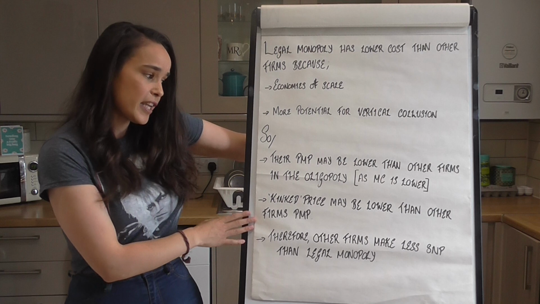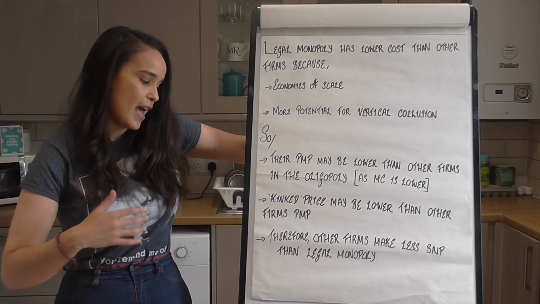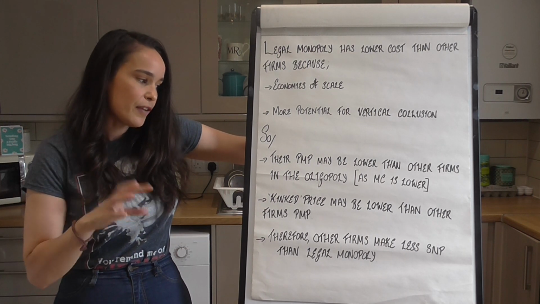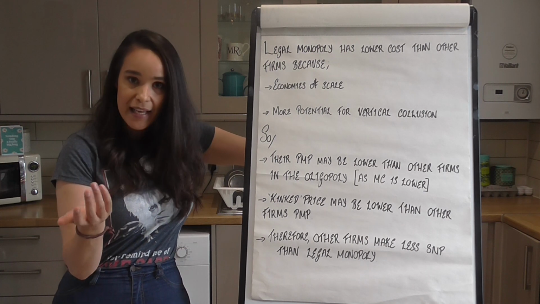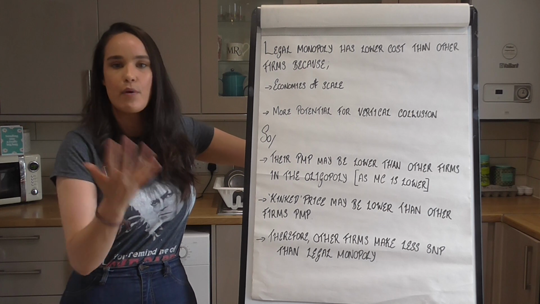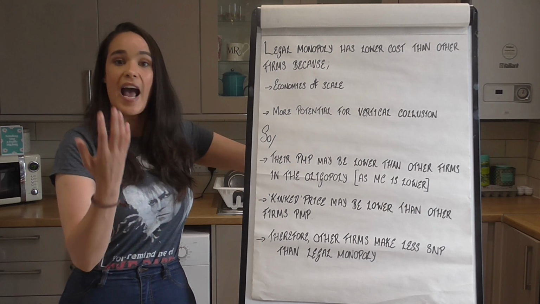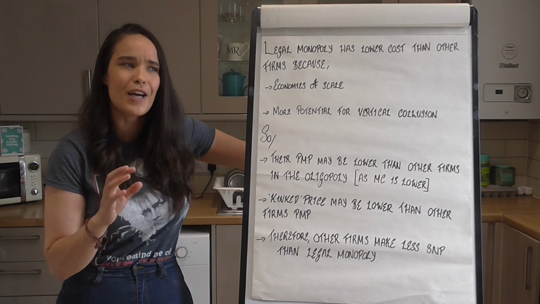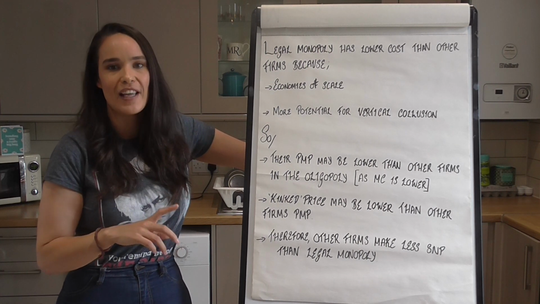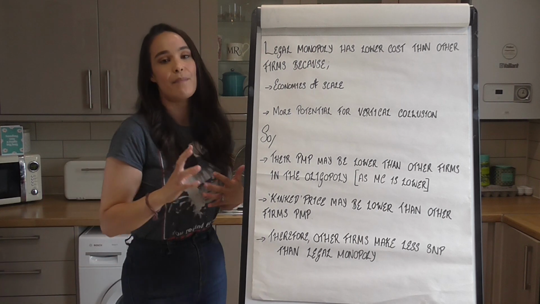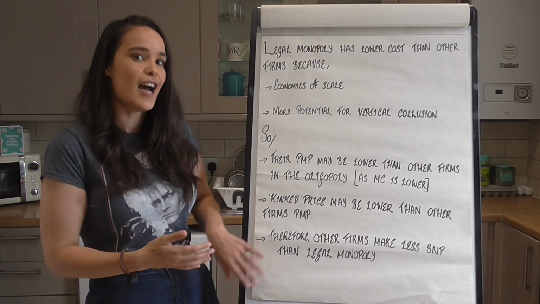So the kink price might be lower than the other firms' profit maximising prices, and then the other firms may make less supernormal profit than the legal monopoly is going to make, because they're not working at their profit maximising price, they're working at a price that they have to take. They've almost become price takers, or more likely price followers in the market, right? And we're going to have a look at what that means diagrammatically right now.